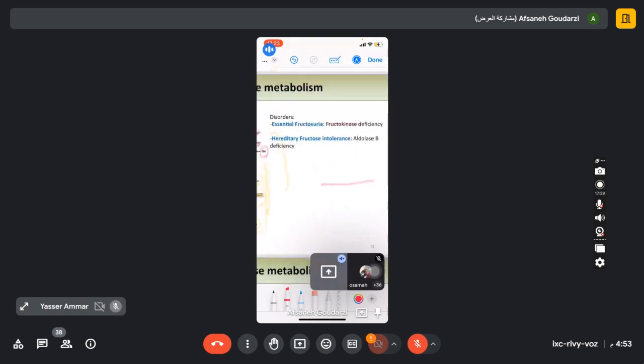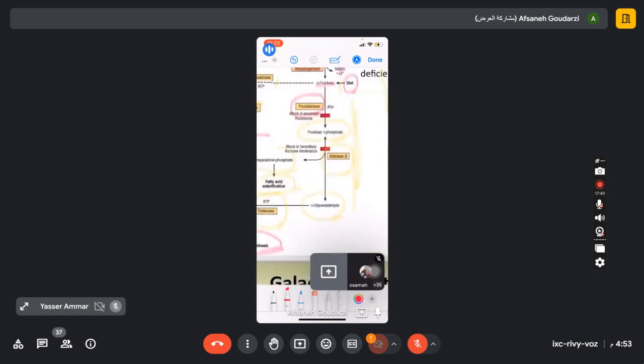Another disease is hereditary fructose intolerance. In this disease, the absent or deficient enzyme is aldolase B, this enzyme. If aldolase B is absent, fructose could be changed to fructose 1 phosphate, but the fructose 1 phosphate could not be broken to glyceraldehyde and dihydroxyacetone. We will have accumulation of fructose 1 phosphate.